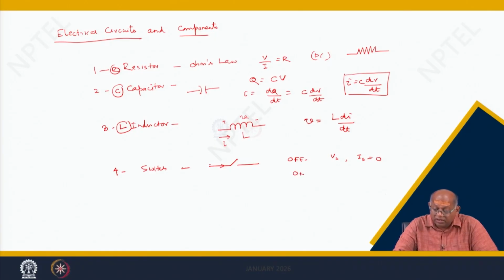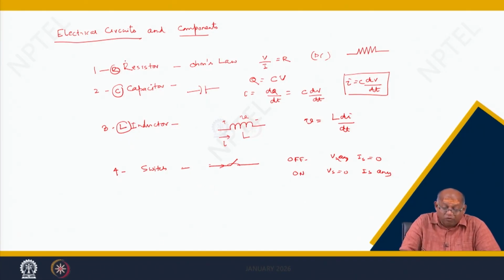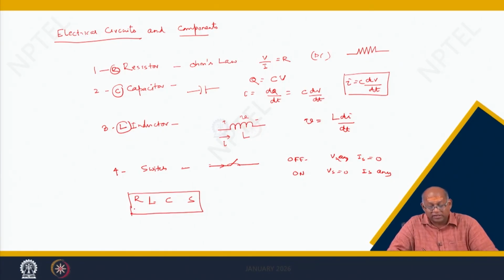If it is in the on position, it is short circuiting. So, voltage across the switch will be 0 for any value of current, ideally. We will talk about how these switches are made up. So, these are the four things you have to understand: R, L, C and S, resistance, inductance, capacitance and switch. This makes up the whole of electrical circuit design, utilization, analysis, everything. Four things, RLC and S.